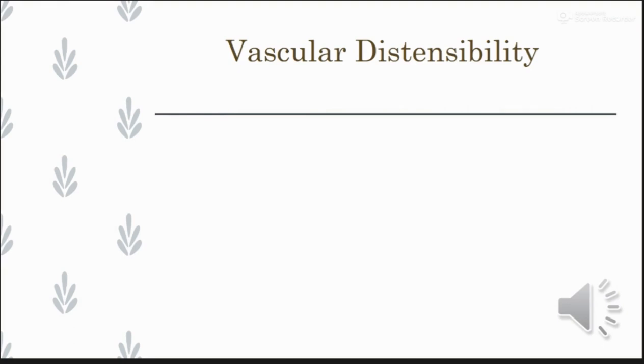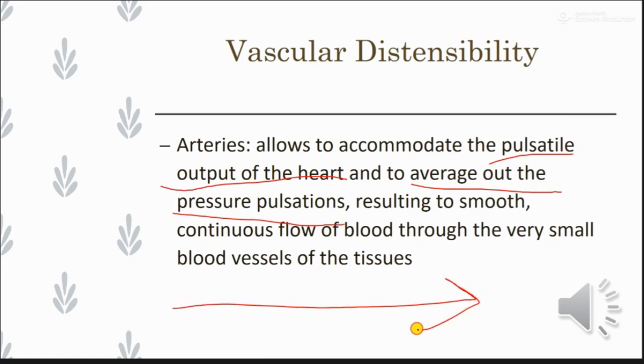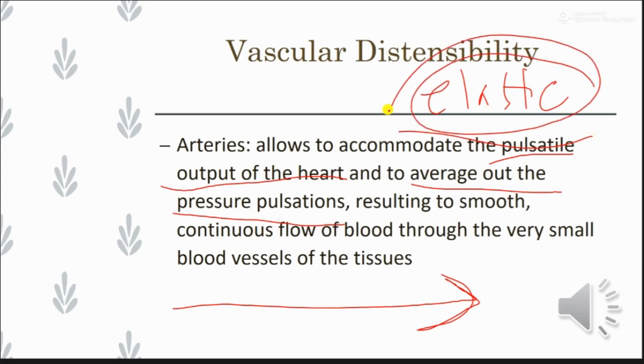So vascular distensibility in your arteries, it allows them to accommodate the pulsatile output of the heart and to average out the pressure pulsations, okay, resulting in smooth, continuous flow of blood through the very small blood vessels of the tissues. Okay, so distensibility means extended. Diba? Kaya niyang ma-distend, ma-extend. So again, it is related sa elastic properties ng iyong arterial wall. Diba? Kanina binanggit natin yung mga tunica media, tunica intima. So diba? Meron tayong different types also of arteries.